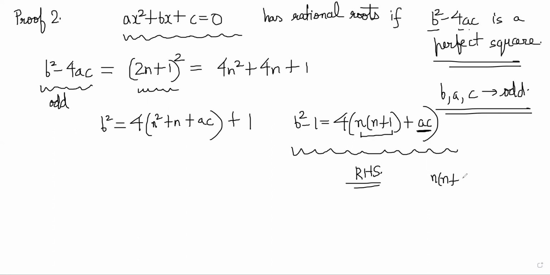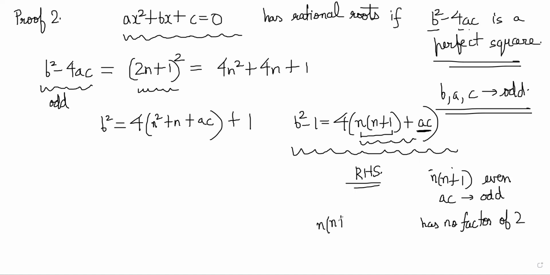n into n plus 1 is even because it is the product of two consecutive numbers. So one of them has to be even. So this is even, ac is odd. So when you do even plus odd, the number inside is odd, right? The term inside the bracket is odd. So therefore it has no factor of 2. What doesn't have a factor of 2? n into n plus 1 plus ac, right?